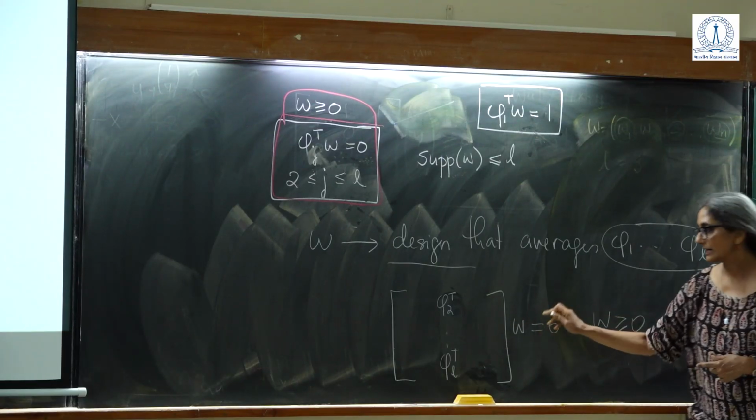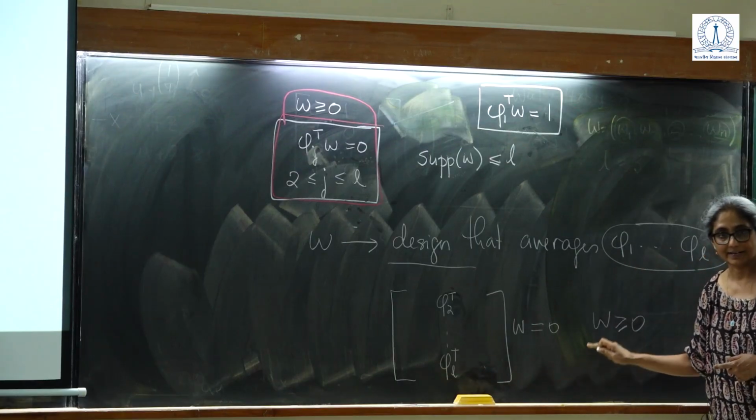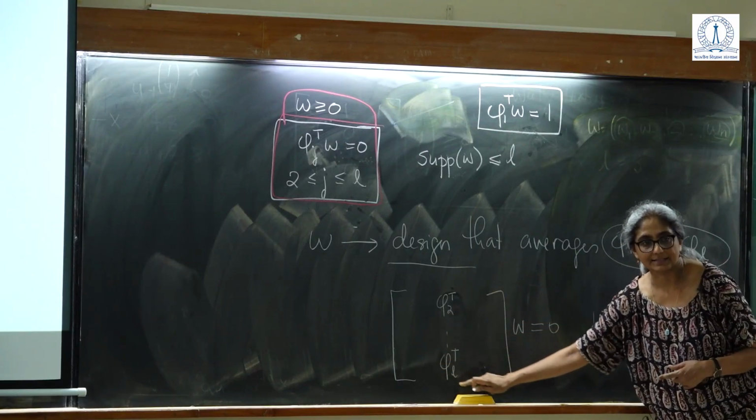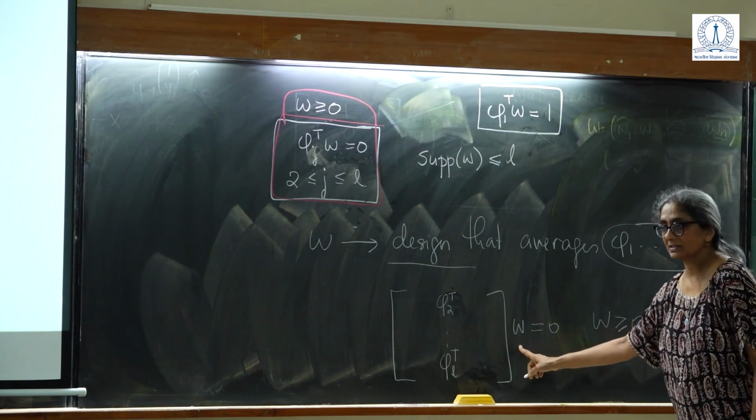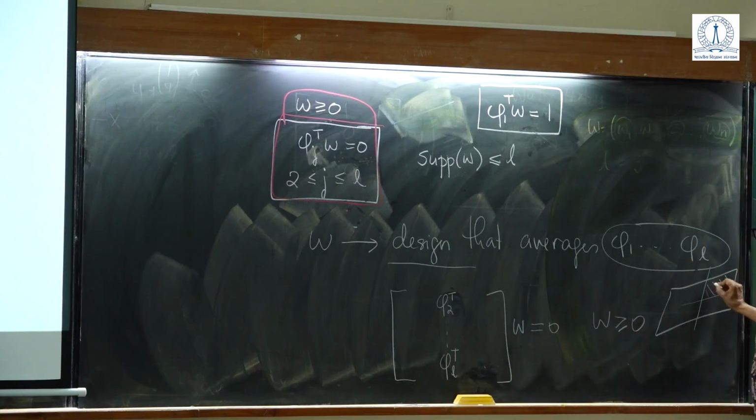So the W's that satisfy this form a subspace. But I don't want the whole subspace. I only want the part that lives in the positive orthant. The positive orthant is bigger, but I intersect my subspace with the positive orthant. So I will get a cone, actually, okay? I'm looking for something non-negative in this cone. And I don't want 0 either, okay?